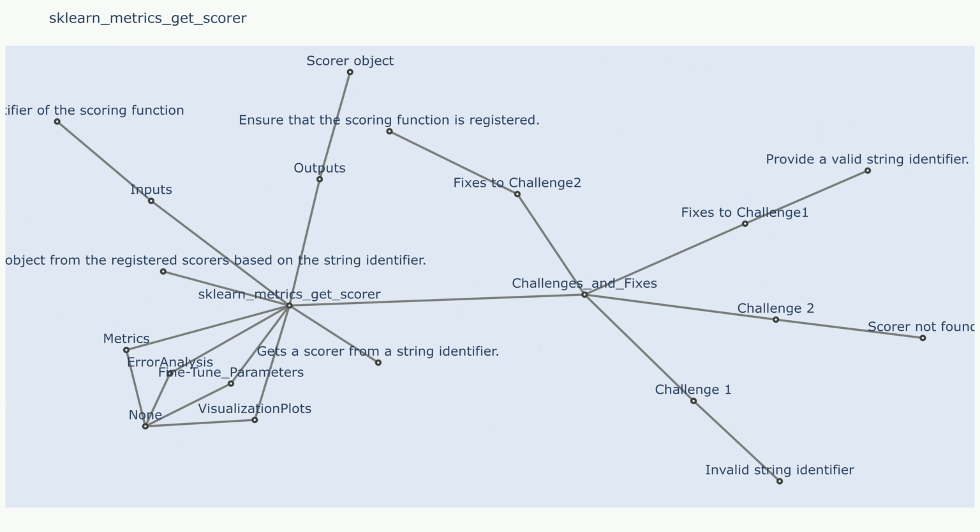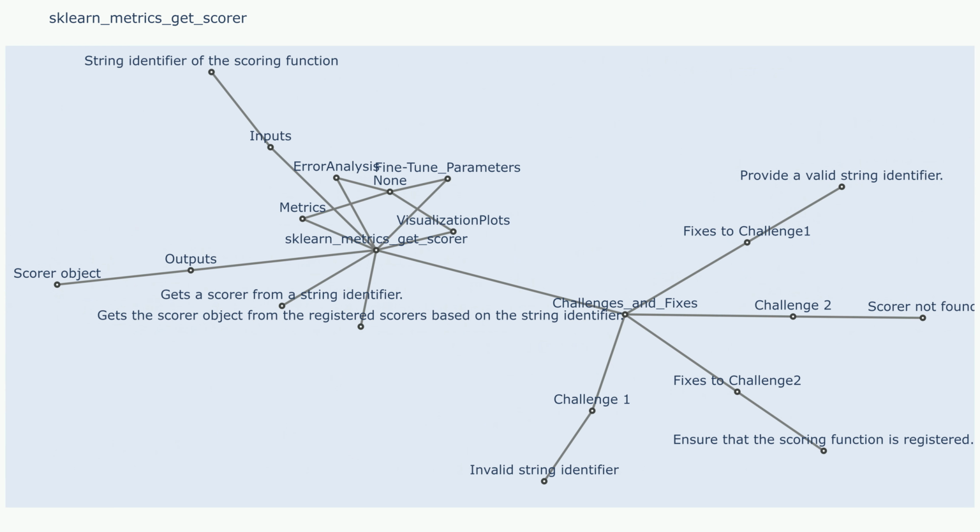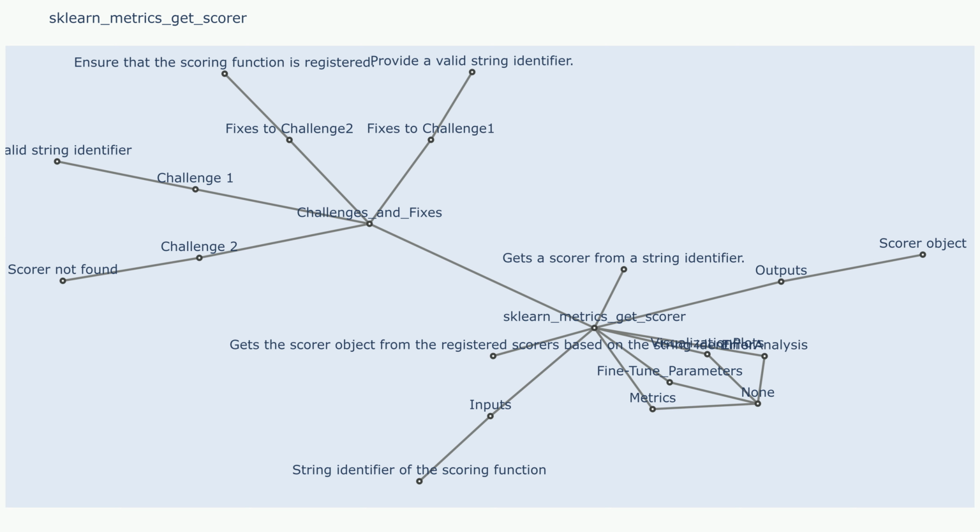Fine-tune parameters. Average: for metrics like precision, recall, and F1, it specifies how to calculate the average score across different classes. Options include micro, macro, weighted, and samples. Pos_label: when working with binary classification, this parameter defines which class is considered the positive class. Sample weight allows for weighing individual instances during scoring, potentially addressing class imbalance or other data characteristics.